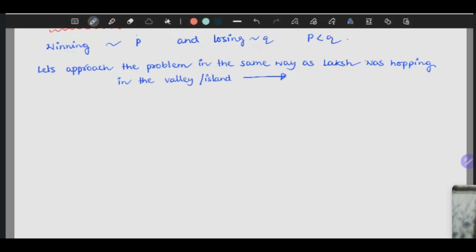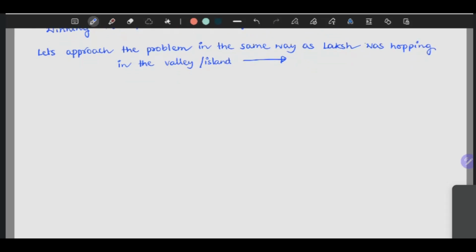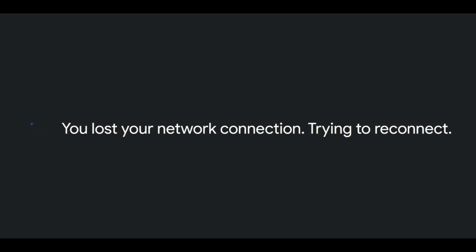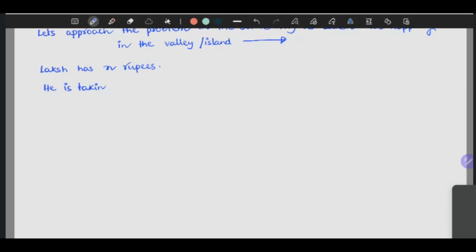Okay, let's see. So same thing, Lux has money, let's say in rupees, not dollars, and he is taking a 1 rupee bet. So the packet size is 1 rupee.